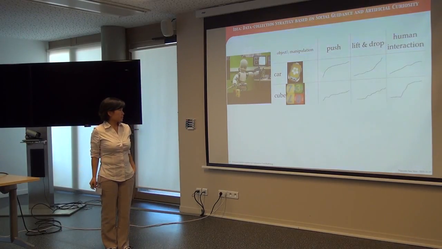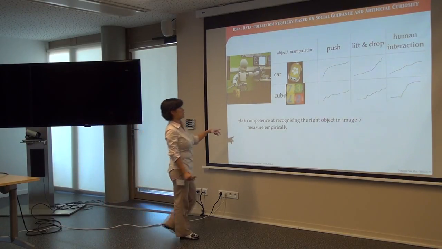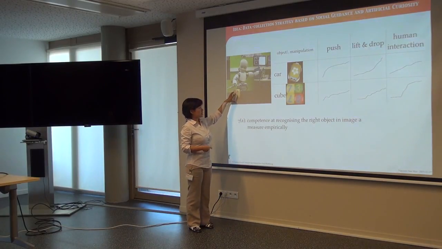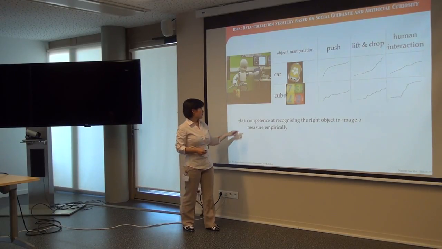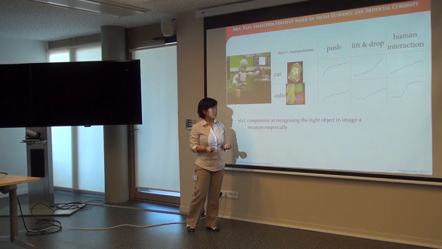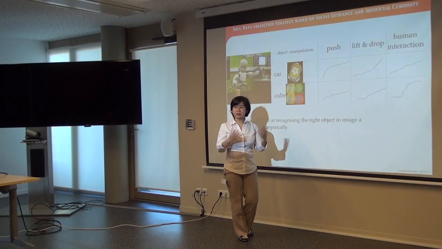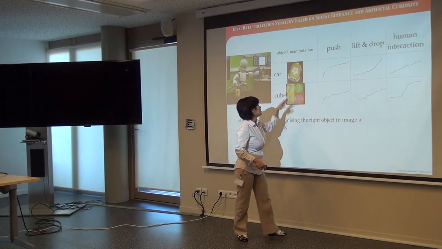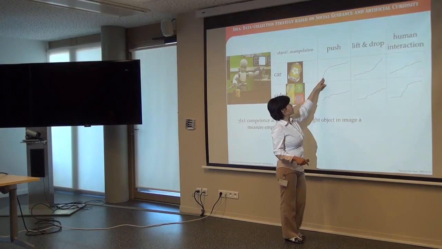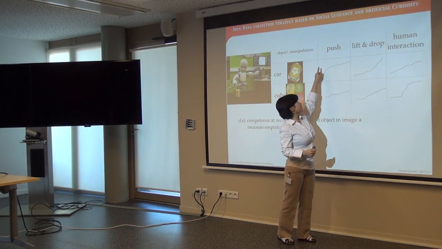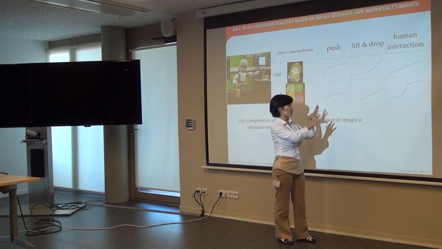So the idea is to have a measure, which is the competence at recognizing the right object in image A. So if I have an image here, am I able to recognize it as a cube? And we measure this competence empirically. So for instance, we begin randomly because we don't know which is the best option. By pushing the car, we push it once and twice and we see that the competence is increasing through time. So this is a plot of competence through time for each of those.